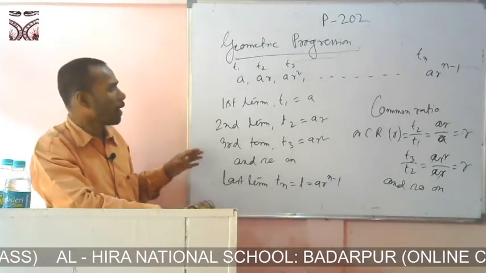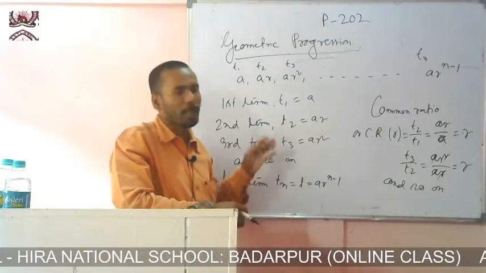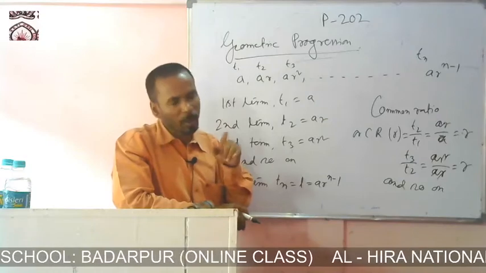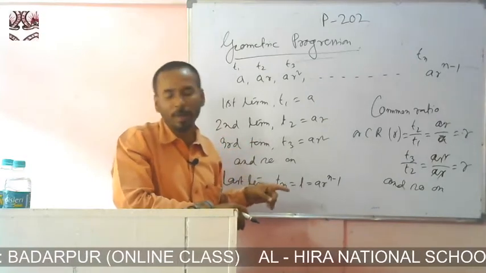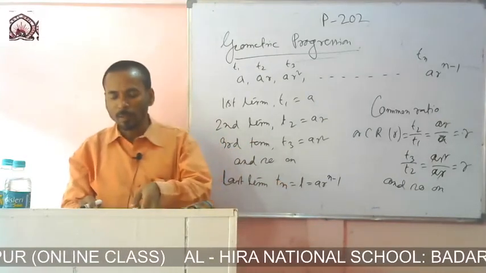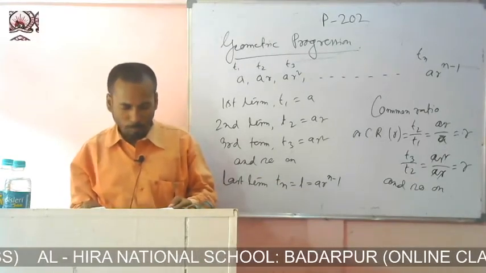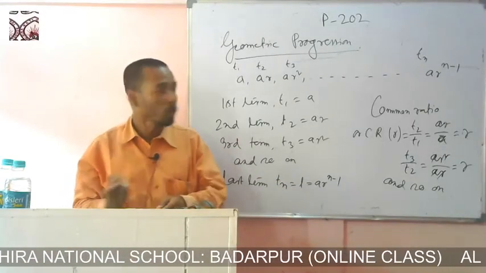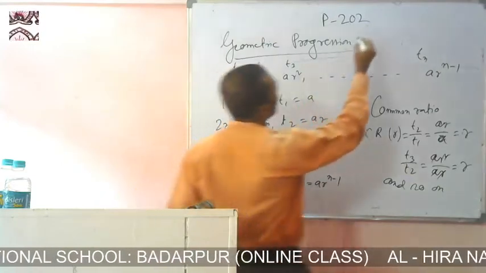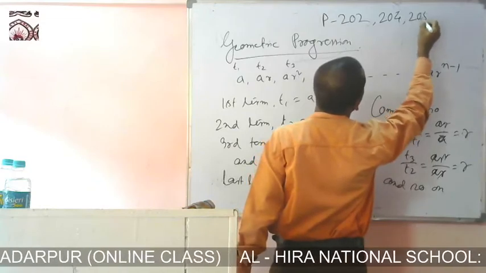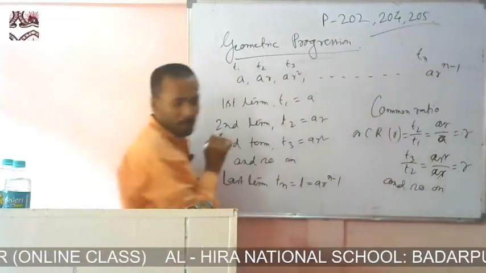If the last term is given, like earlier in AP, then it is called finite, and if the last term is not given, then it is called an infinite progression. So like this, see your page number 204, 205, some geometric properties are there.